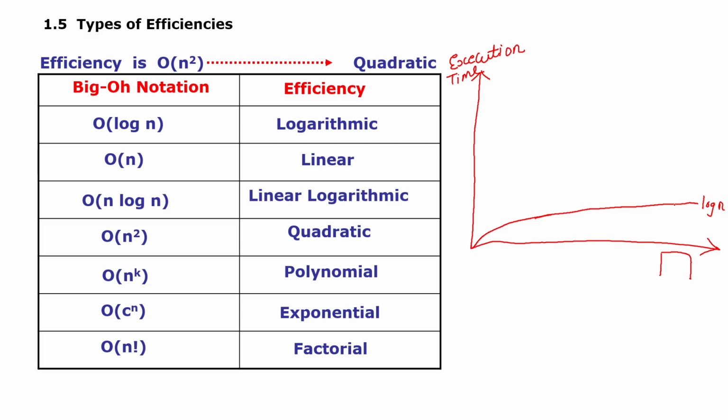Now, if you did not understand what I said just now, no problem. I'll come back to it after some time. Just remember one thing, that if the algorithm is logarithmic, then at very large values of n, the graph will become almost parallel to the x-axis.